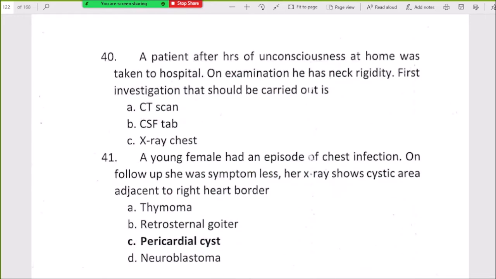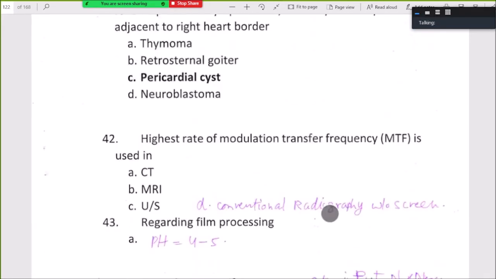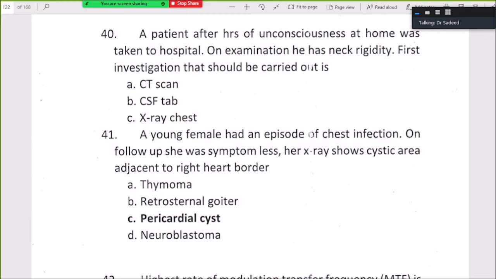40. A patient after loss of consciousness at home was taken to hospital. On examination, she has neck rigidity. First investigation to be carried out is a CT scan.